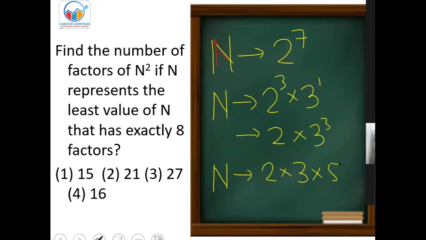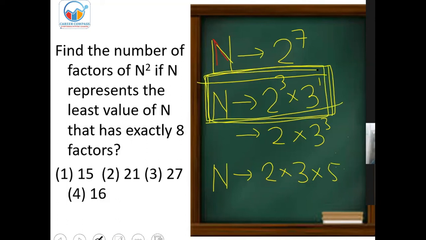Yes. Now the question is, what is the least value of n? Out of all these numbers, what is the least value of n? 24. Anyone? 24. 2 cube into 3. Of course, this is the least value of n. Yes. And remember, in the question, look at the question, they're talking about the least value of n. So we should go by this expression.